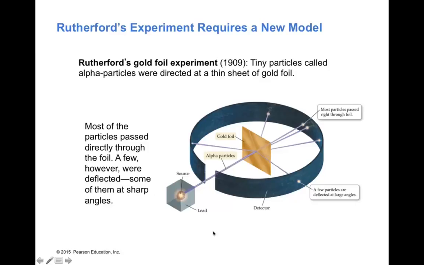So here we have the source of those alpha particles. Here we have the gold foil, and the particles were directed at that foil. And the thing is that some of them go through the foil, but other ones were deflected, or even basically returned when they hit that gold foil.